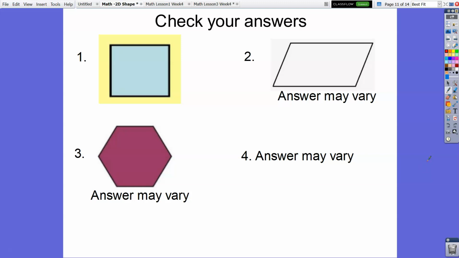Okay, so let me try to draw it for you. Assuming that's the right angle, 2 sides, 3, 4, 5, 6. That is already 6. Or you can have another right angle, 1, 2, 3, 4, 5, 6. So these are called irregular hexagons, but they have 90 degree angles.